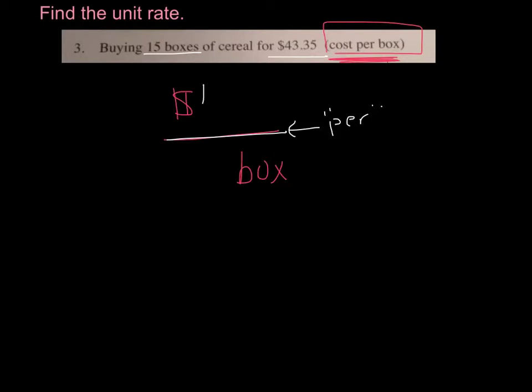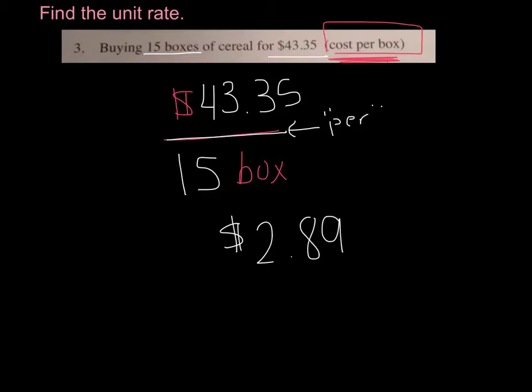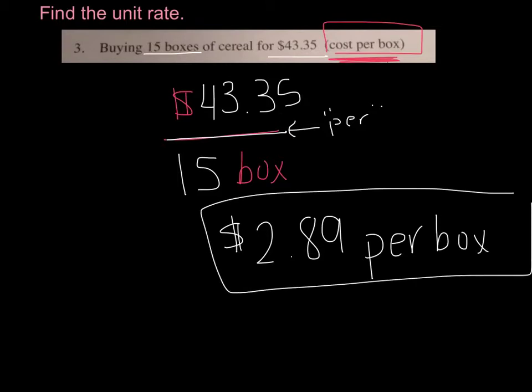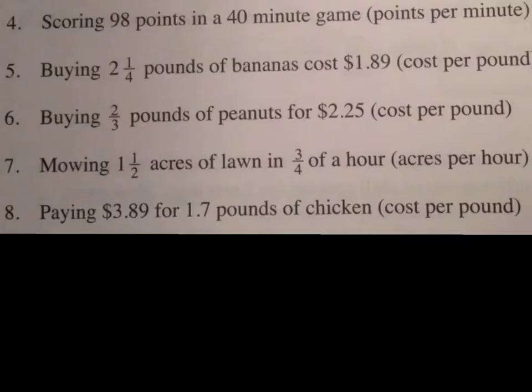That might help you in how you're setting it up too. Okay, so we know that in this case we've got $43.35 for 15 boxes. Since I have it set up this way, I can easily see that I need to do $43.35 divided by 15, and I will find out that my cost per box is $2.89. And since it's a unit rate, I have to include the full label, which is the dollars per box. Alright, you can try as many of these as you'd like. I'd pause, try a couple, and then come back and check your answers to see how you did.